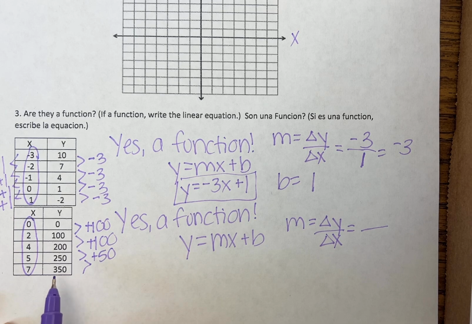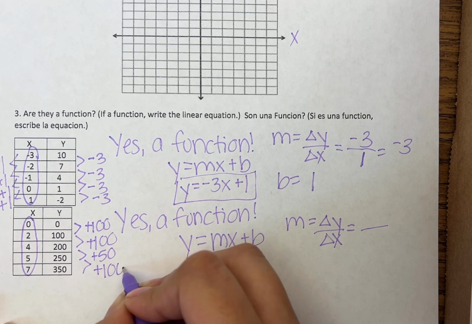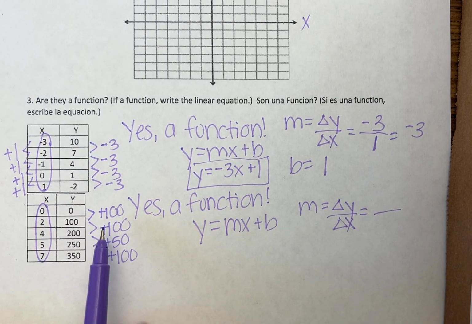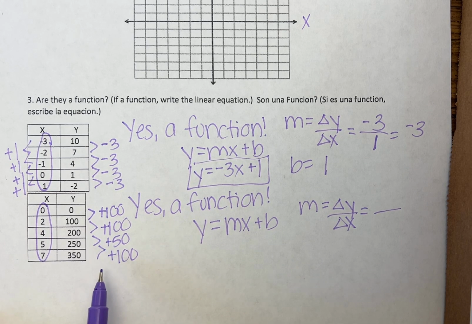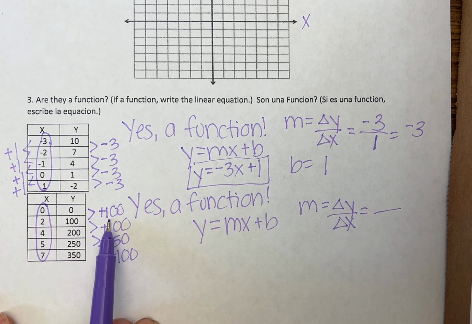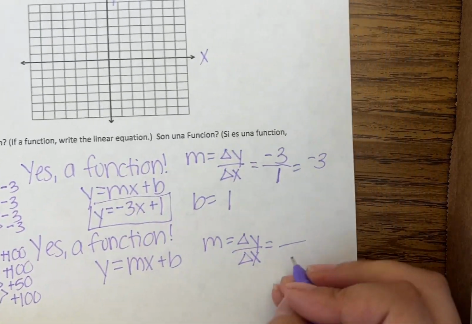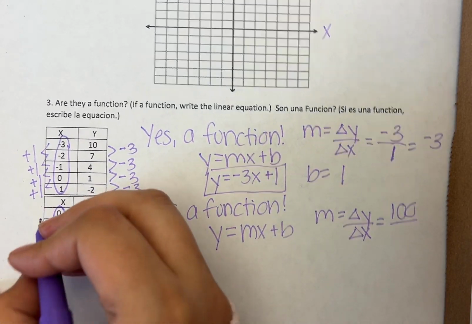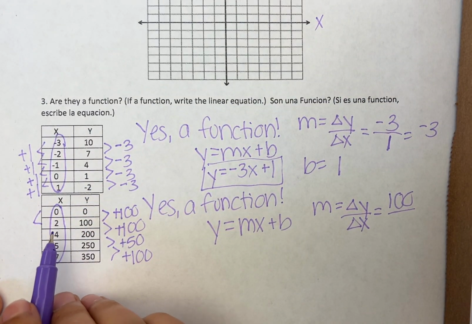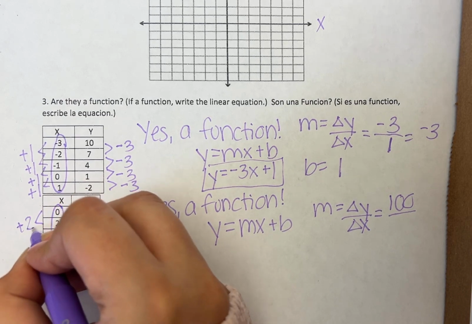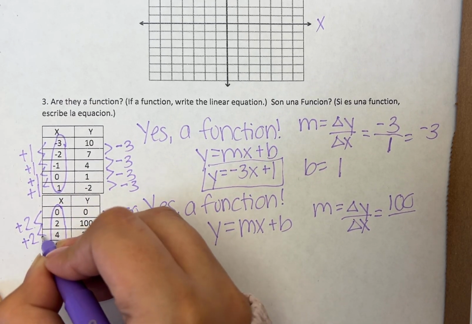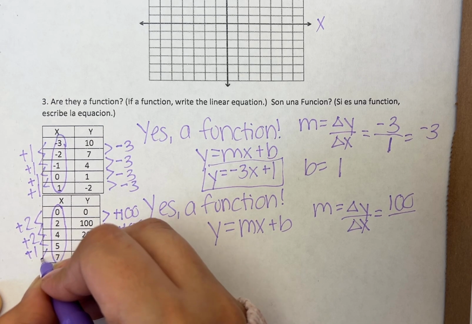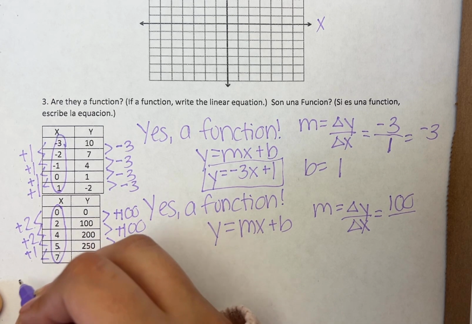And from 250 to 350, it increased by 100. Okay. Pues en este estamos viendo cuánto cambió cada vez. And I'm going to choose the top one. Voy a escoger la de arriba. So I'm going to choose 100 for the first rate of change. And then for this one, 0 to 2, it increased by 2. From 2 to 4, it increased by 2. From 4 to 5, it increased by 1. And from 5 to 7, it increased by 2.